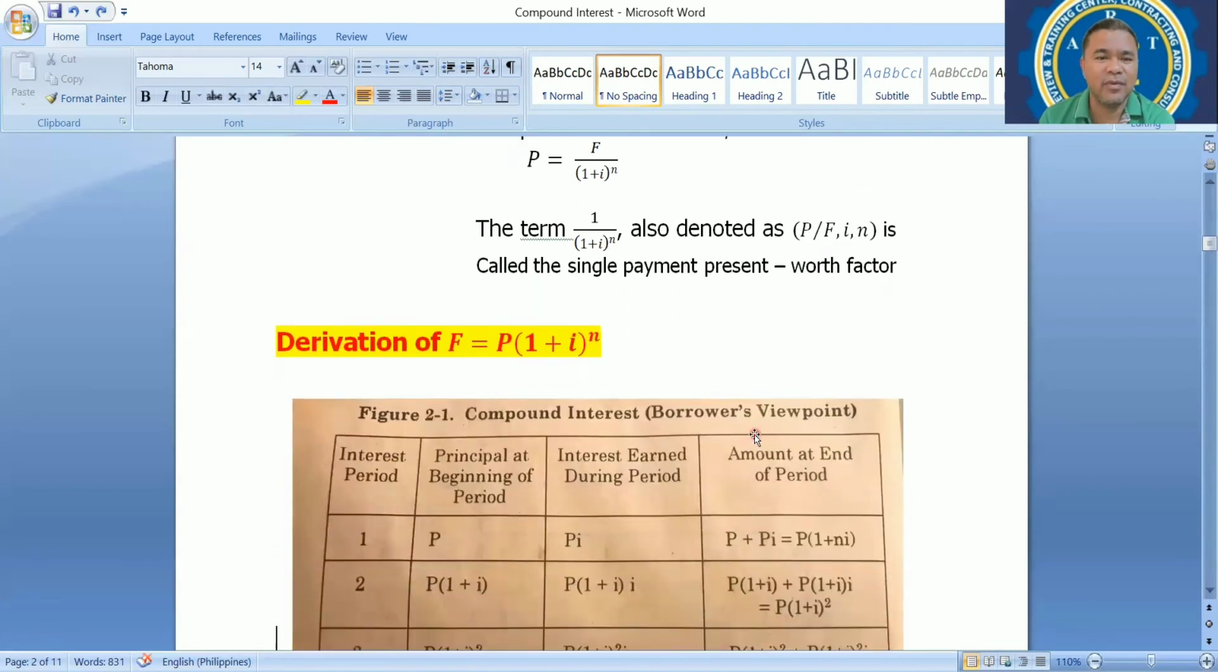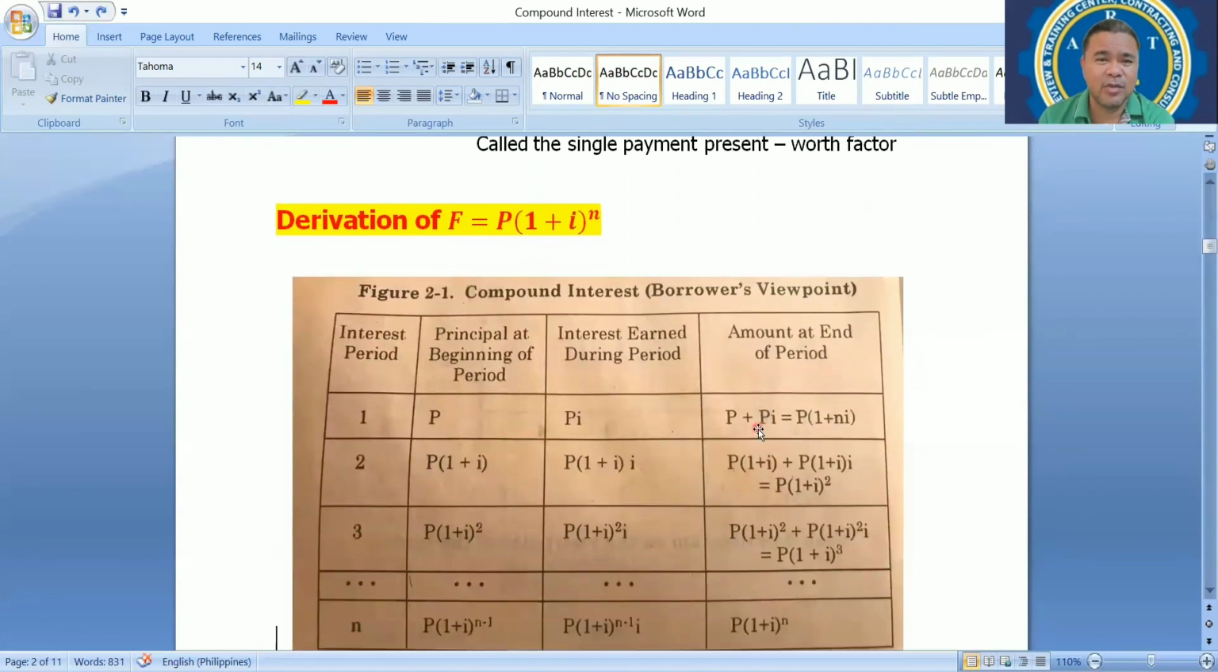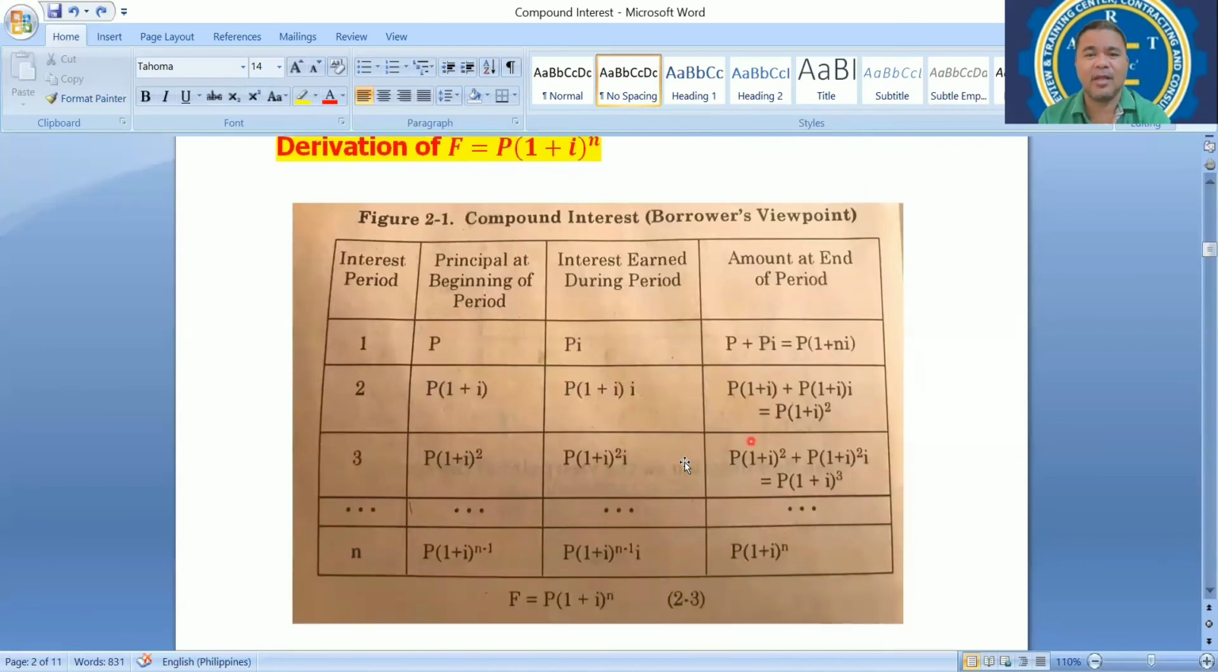Now the derivation of F in the future equals P(1 plus i) to the n. This is the derivation table. Interest for 1 year is Pi, so the amount is P(1 plus i). In the second year, P(1 plus i) squared. Third year, P(1 plus i) cubed, and so on. So for whatever year, for example 5 years or 10 years, F equals P(1 plus i) to the n.